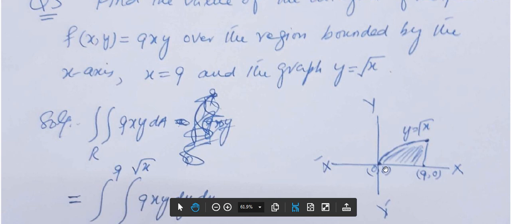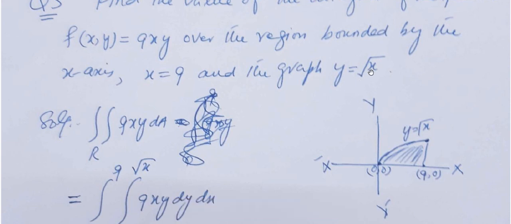So if you draw 1, 2, 3, 4, 5, 6, 7, 8, 9, so this is x is equal to 9. So you draw the line x is equal to 9. And then you have to draw the graph of y is equal to square root of x. So you can choose some points of x.